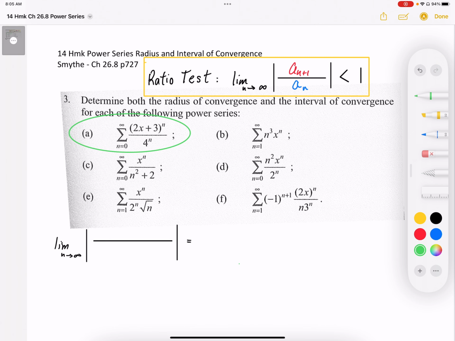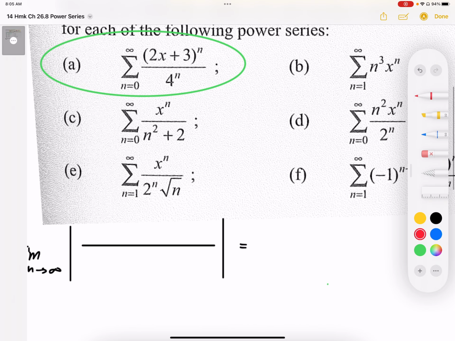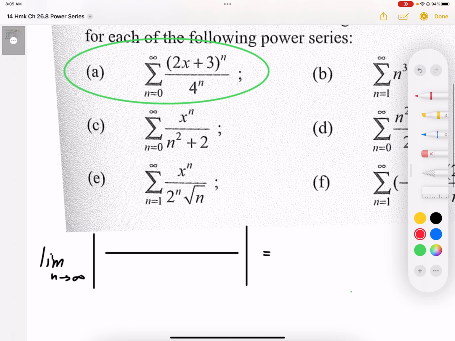So putting n + 1 in the numerator, we're going to have (2x + 3)^(n+1) over 4^(n+1). And in the denominator, we're going to have (2x + 3)^n over 4^n.